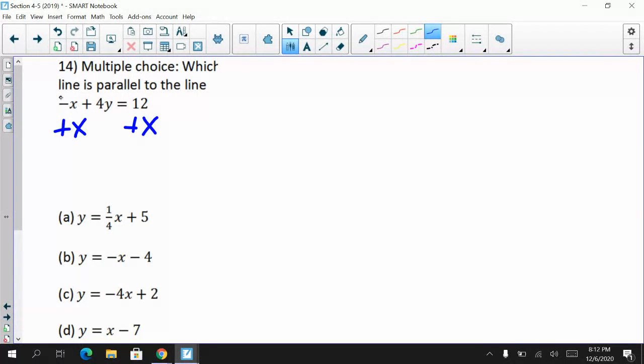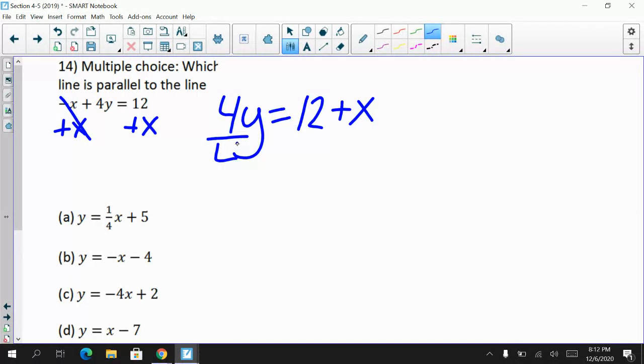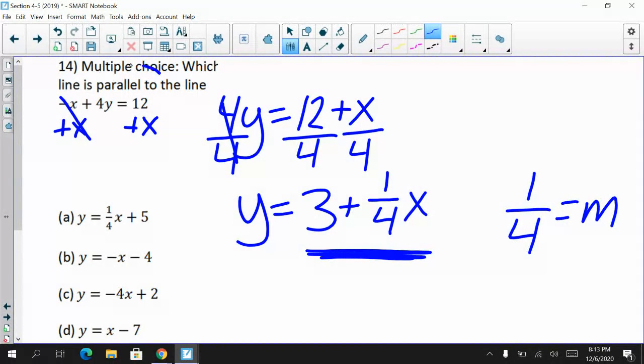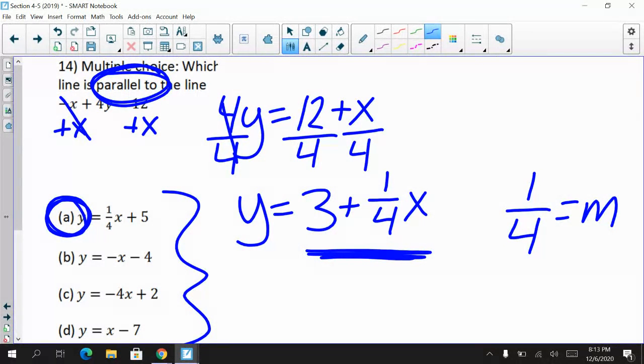Add x to both sides. I get 4y equals 12 plus x, or you can do that x plus 12. It doesn't matter. Divide everything by 4. I get y equals 12 divided by 4 is 3, plus x over 4, which is the same as 1/4 x. So y equals mx plus b. I know this is out of order, but 1/4 is still my m. I'm looking for parallel lines. So let's go down here to my choices. Which one has a slope of 1/4? The answer is A. Answer C is actually the perpendicular line. Opposite reciprocal is -4.